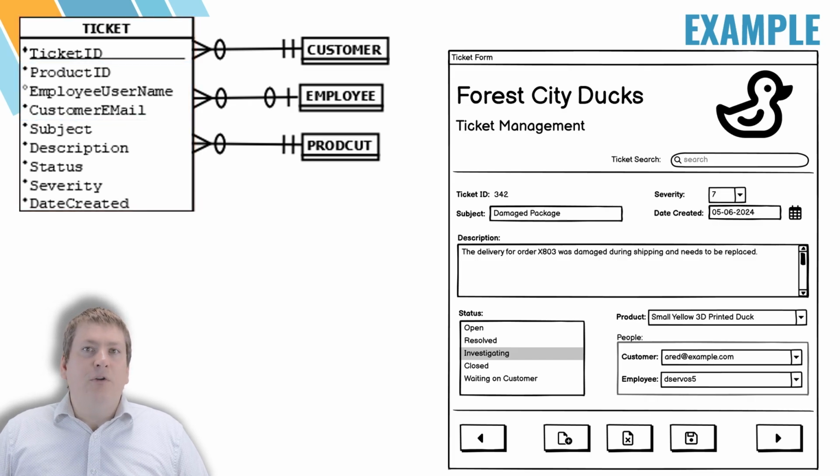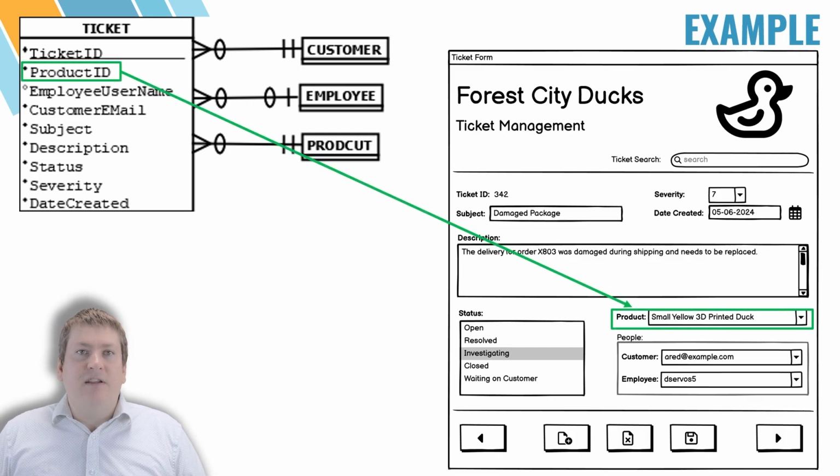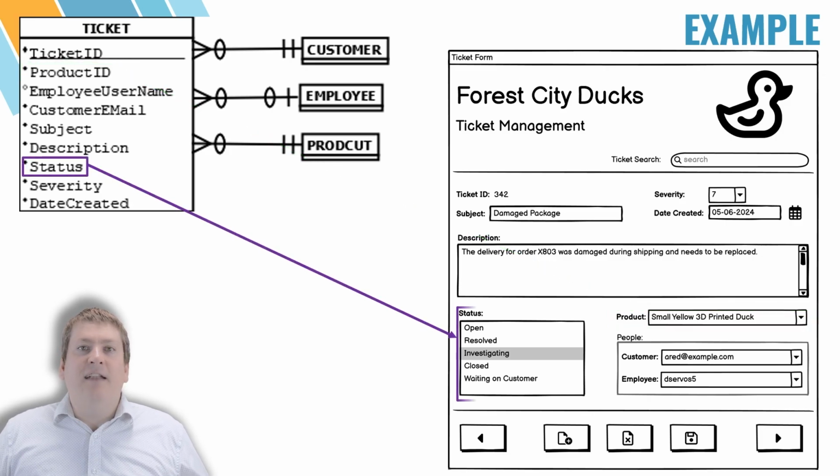Your design should include controls such as combo boxes to make it easy to select from valid values for inputs such as product ID, which allows the user to select from products in the database, or fields such as status that restricts the users to only inputting valid values. You can see here that we're using a list box and it only lists valid values for status.